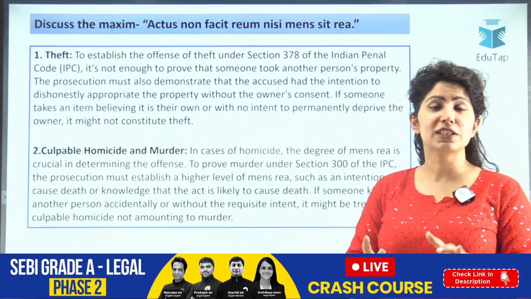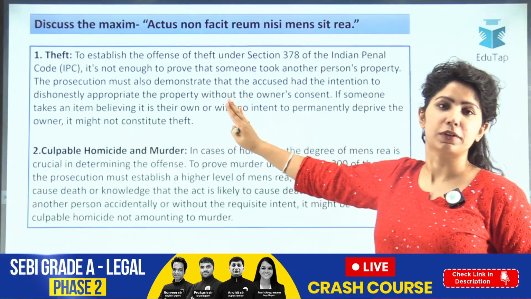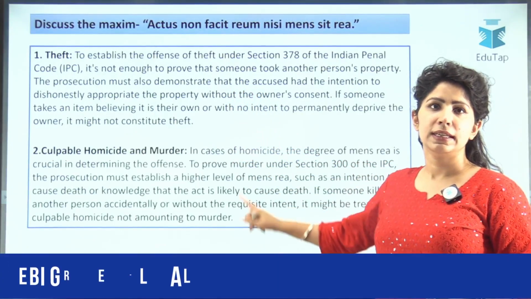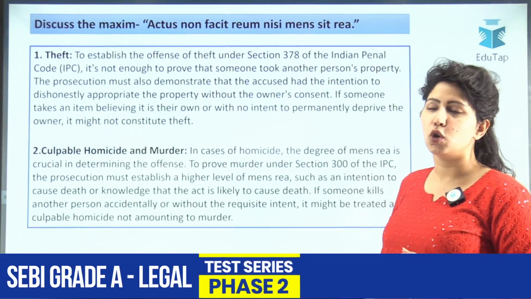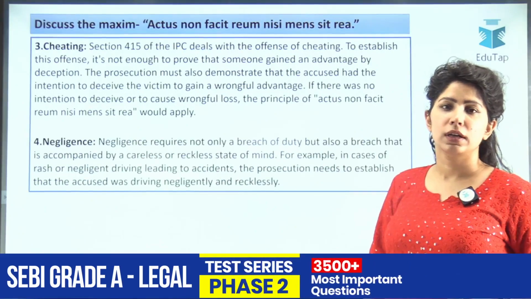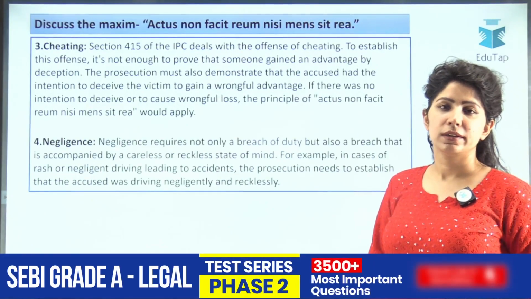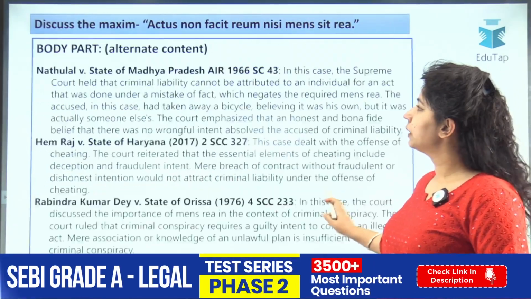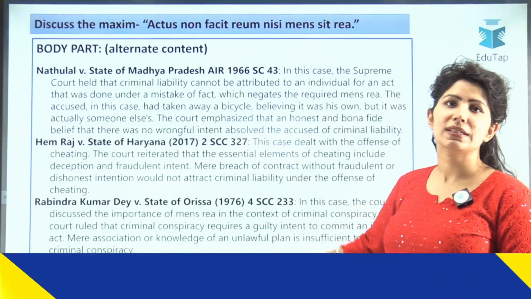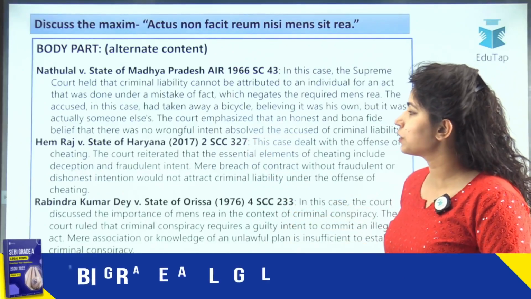I'll take you through them. For example, the first approach that we are following is we are defining theft. When will theft be constituted as a theft? Then culpable homicide and murder, cheating and negligence. These are the four crimes, and when will they be called actual crimes? The other approach is to talk about these cases. Nathulal versus State of Madhya Pradesh, Hemraj versus State of Haryana.